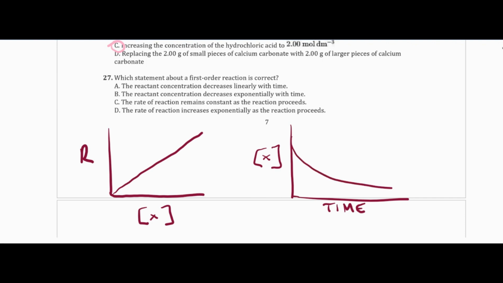So just reminding you of the graphs for first order reactions. A, the reactant concentration decreases linearly with time. Well, we can see that doesn't happen. It decreases exponentially with time, which means our answer would be B.